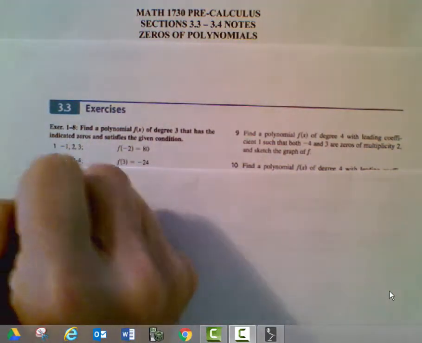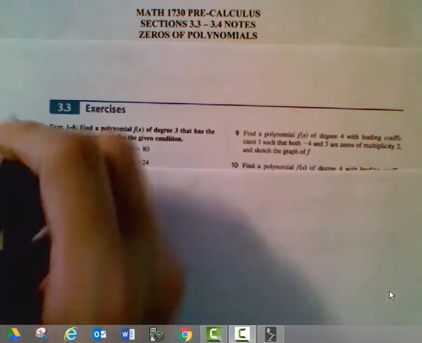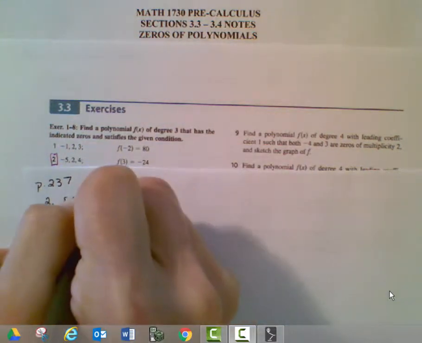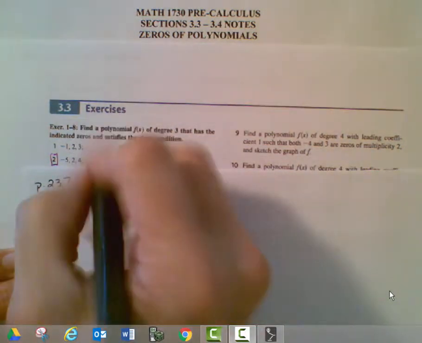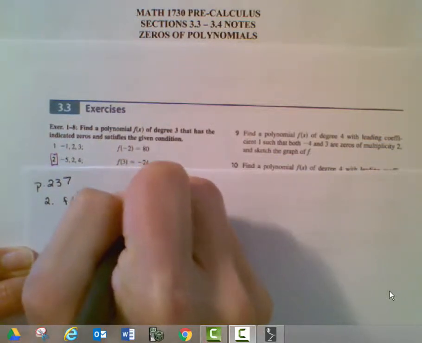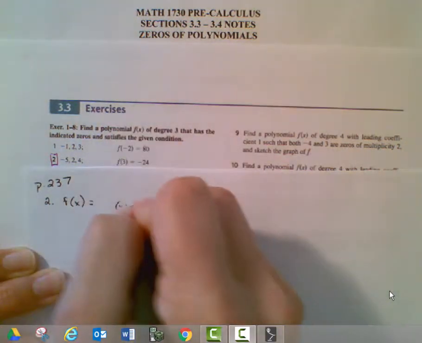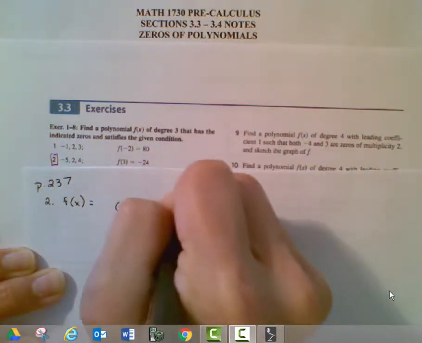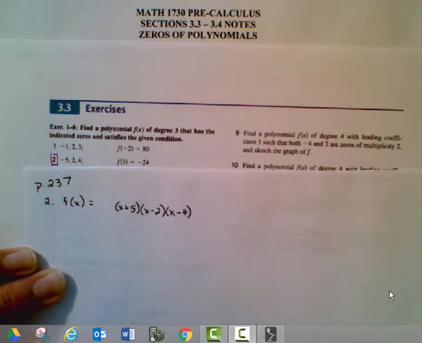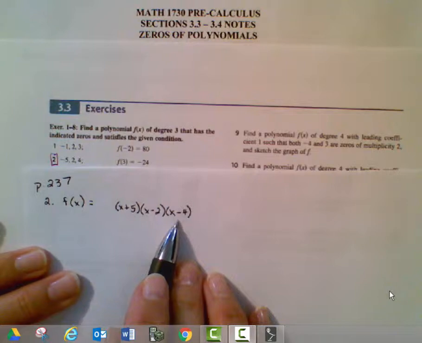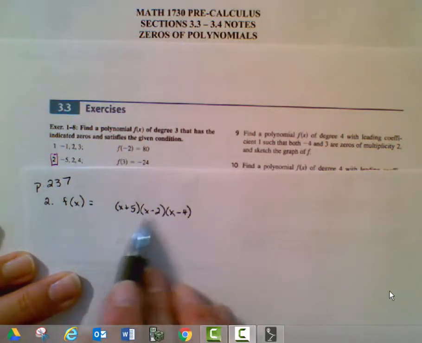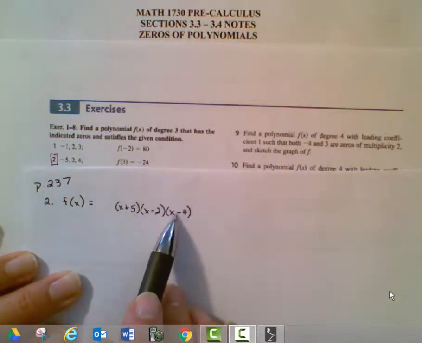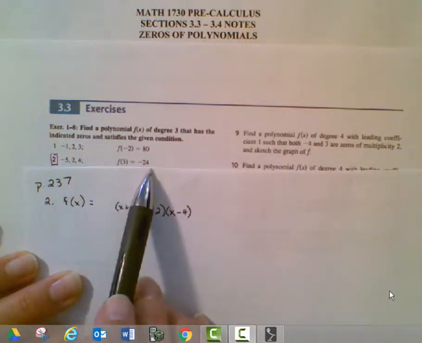We said that if these are zeros of a function, then we know three factors of the function. If negative 5 is a zero, then x plus 5 has to be a factor. If 2 is a zero, then x minus 2 has to be a factor. And if 4 is a zero of the function, then x minus 4 has to be a factor. So already we have a 3rd degree polynomial that has the 3 zeros, negative 5, 2, and 4. But how do we make this 3rd condition true?